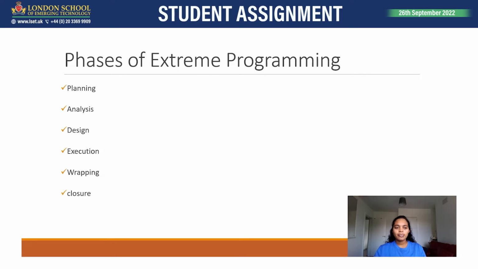What are the phases of extreme programming? Extreme programming contains planning, analysis, design, execution, wrapping up, and closure stages. What is the planning stage? In the planning stage, identification of stakeholders is done, infrastructure requirements are identified, and software licensing agreements are signed. And then the analysis stage. In this stage, the parking lot stories are captured and prioritized according to the feature, and planning of resource allocation is done.